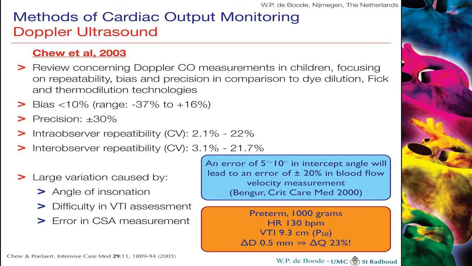Why? I think the angle of inclination is of importance. It has been shown that an error of 5 to 10 degrees in the intercept will lead to an error of about 20% in blood flow measurements. And when you look at difficulty in the velocity time integral assessment and error in the cross-sectional area that is needed for this type of cardiac output measurement, I took a preterm infant, heart rate for example 130 beats per minute, VTI, which is the P50, of 9.3 centimeters. Only a change in diameter, an error of 0.5 millimeters, will cause a change in flow measurement of 23%.